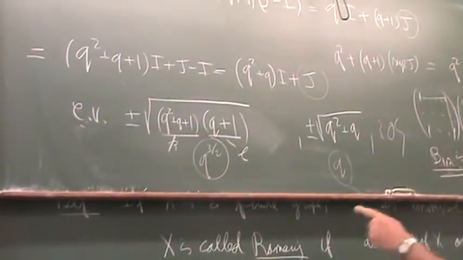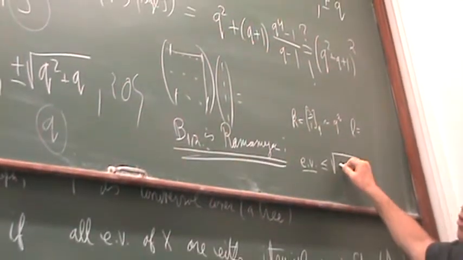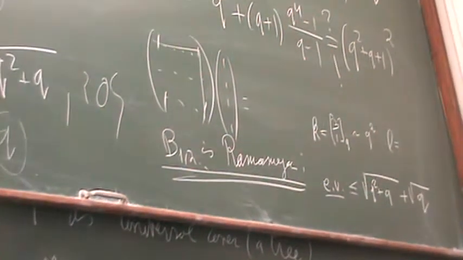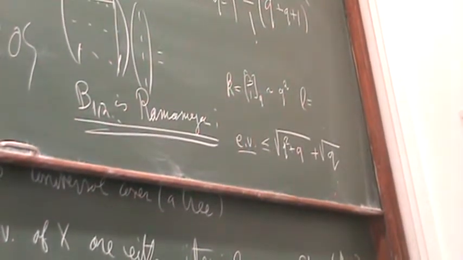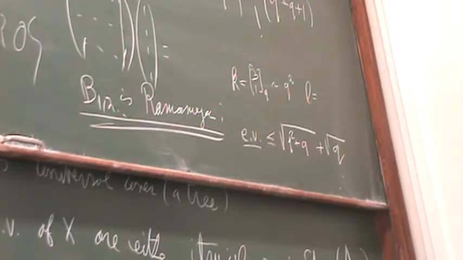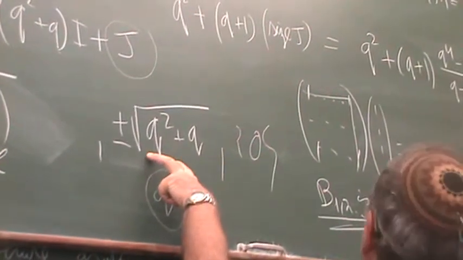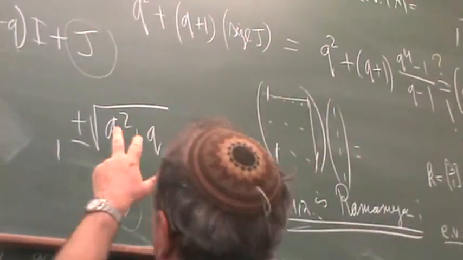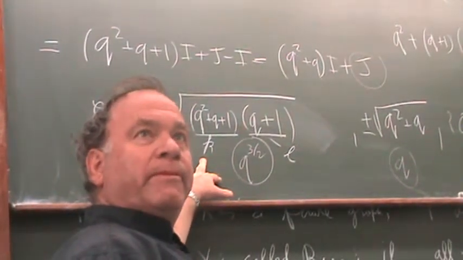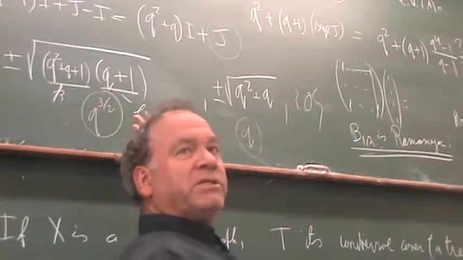So what we need is that the eigenvalues will be less than the square root of q squared plus q plus the square root of u. That's what we need in order to check if B12 is Ramanujan or not. And the eigenvalues are the square root of this, which is less than that, and zero. So this is fine, and this is the trivial eigenvalue. So they are Ramanujan.